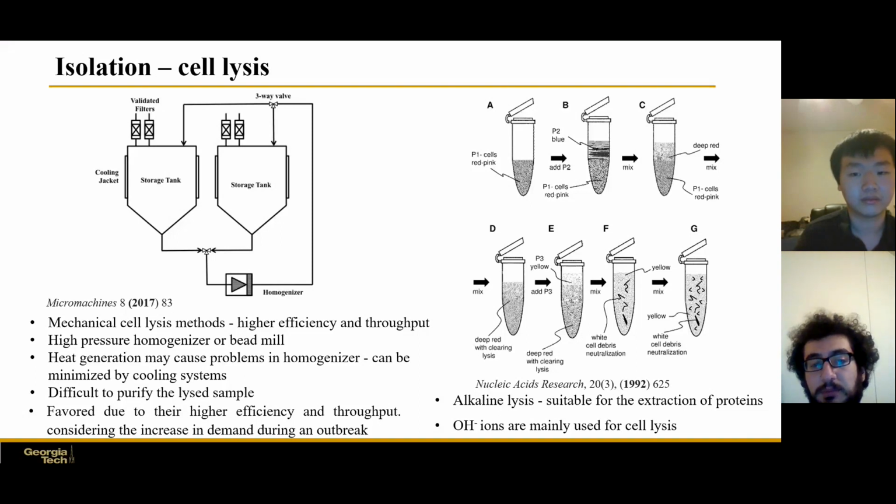And there are also chemical lysis methods, especially alkaline lysis, which is more suitable for the isolation of sensible intracellular components, especially proteins. And in these methods, OH ions are used to disrupt the cells. But considering that during an outbreak, there is an increasing demand for the vaccine, and also considering that mechanical lysis methods provide higher efficiency and higher throughput, we decided to use mechanical cell lysis methods for the isolation of the antigen in our project. Next one, please.